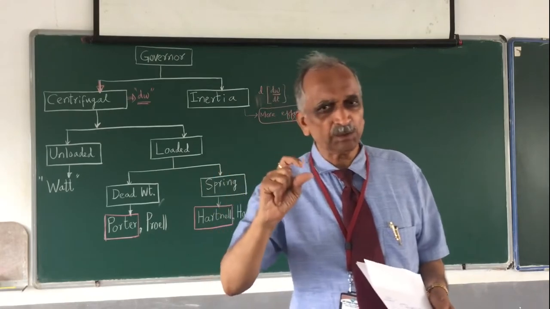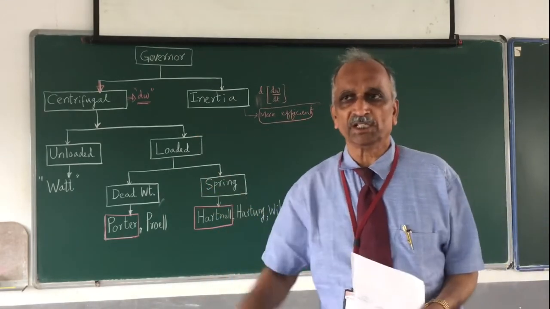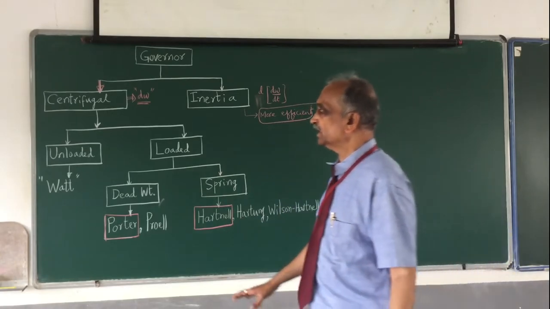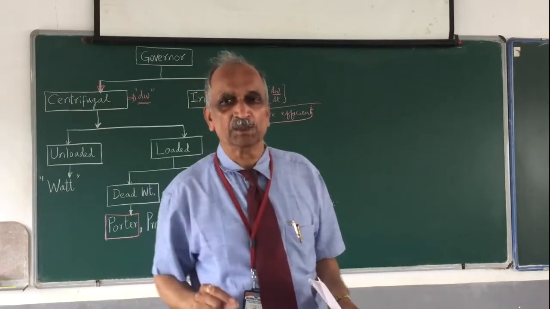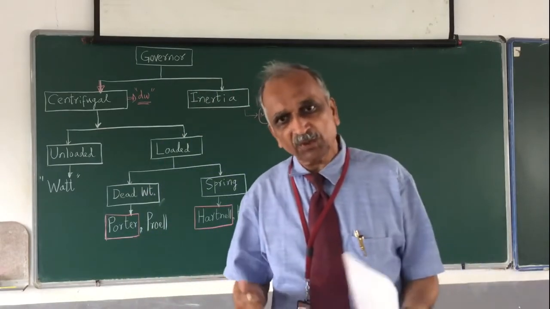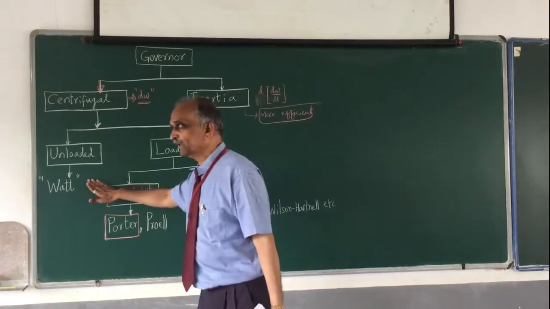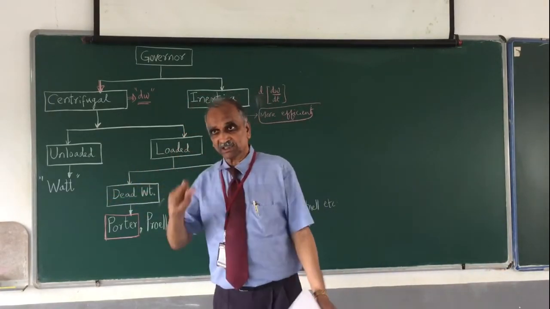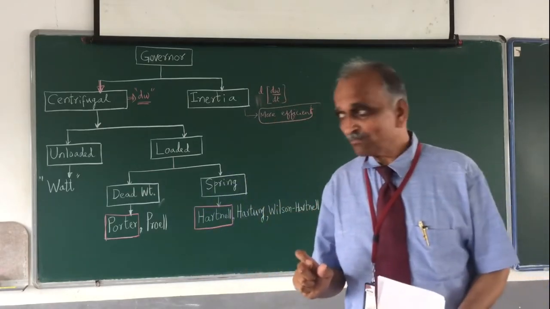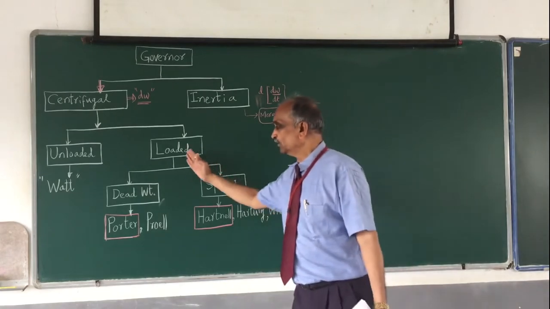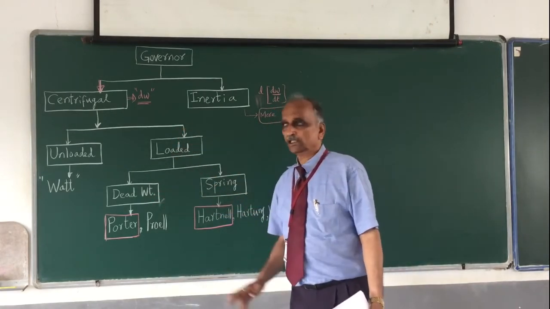But if the sleeve displacement is very, very small, it becomes difficult to maintain the constant speed. So in the case of the unloaded governor, we have very small sleeve displacement, and therefore it is difficult to maintain the constant speed, and hence we don't find the Watt governor. But in case of a loaded governor, the sleeve displacement is large for a small change in speed, and therefore we find only the dead weight type or spring loaded type, or in general the loaded governors.